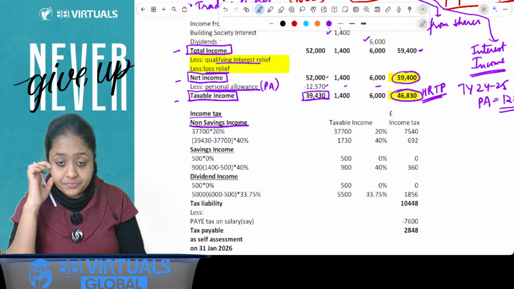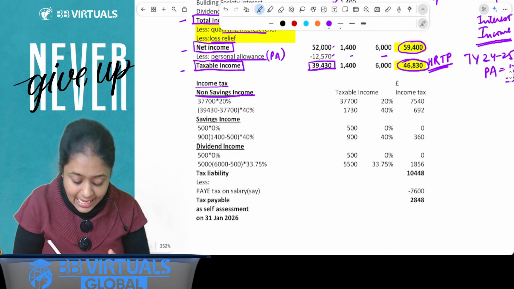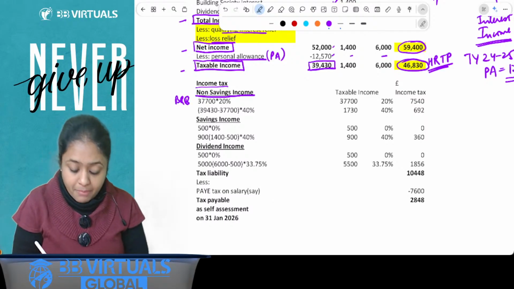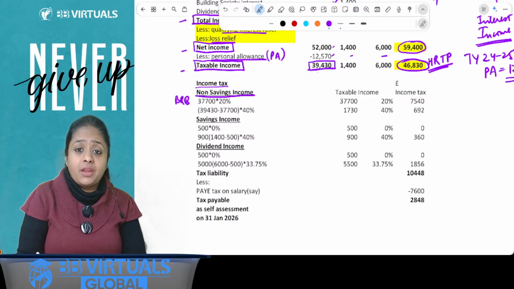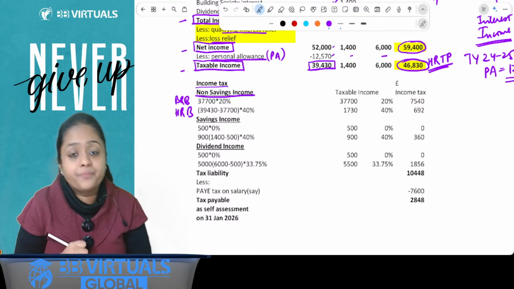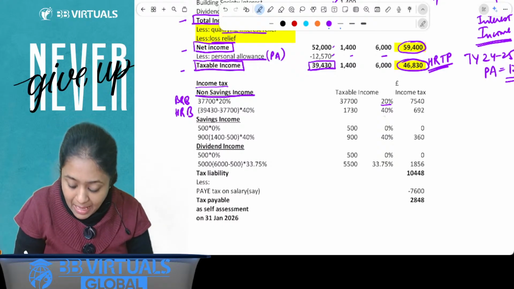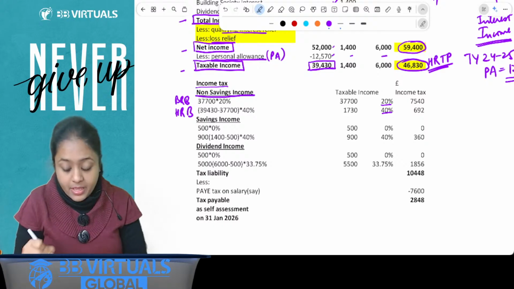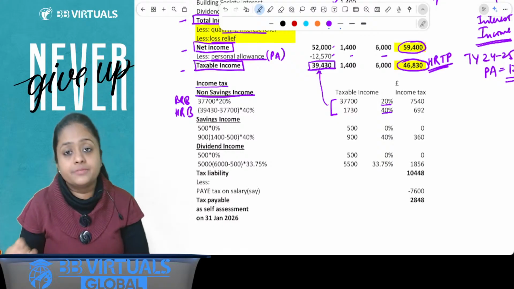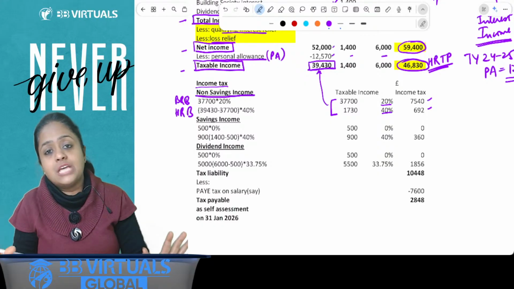So what will I do? I will now tax it as follows. 37,700 will be taxed at 20% because this is the income in BRB. But the income beyond 37,700 till 39,430 will be taxed at the HRB rate. So we will tax it at 20% till 37,700 and the balance at 40%. Remember, the total of this should be equivalent to 39,430. Clear? Now write the taxes. Done for NSI, no challenge.